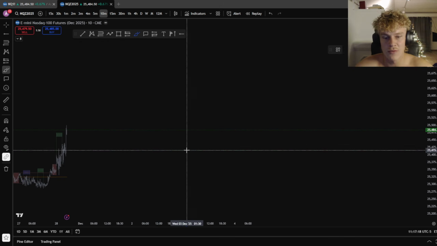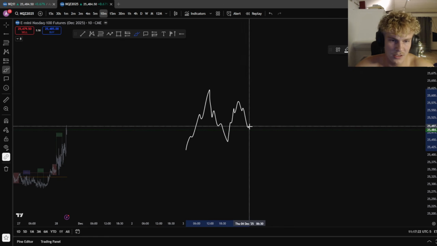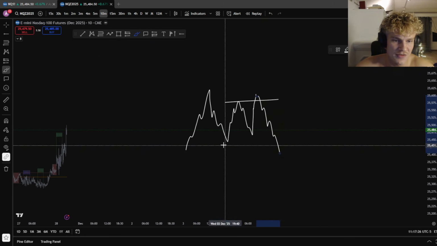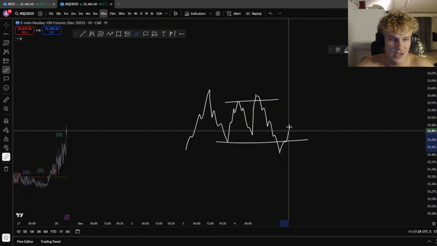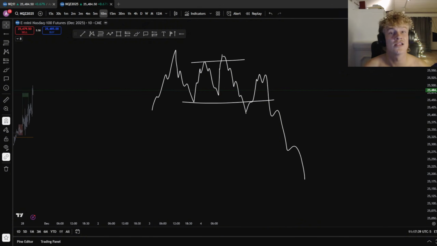And that will look something like this. You will see a high, and then a low, and then a high, and then a low, and then you will see a sweep of this high, for example, and then a change of character, and then a retest, and then we'll continue lower. So in short, liquidity is not a signal.